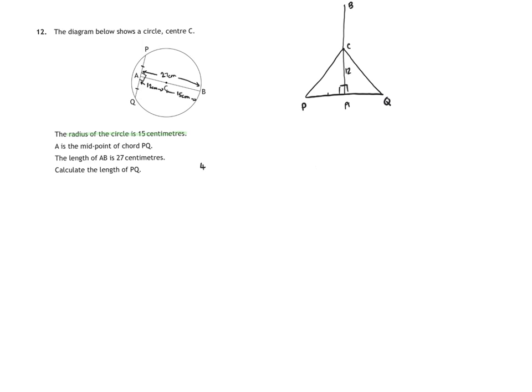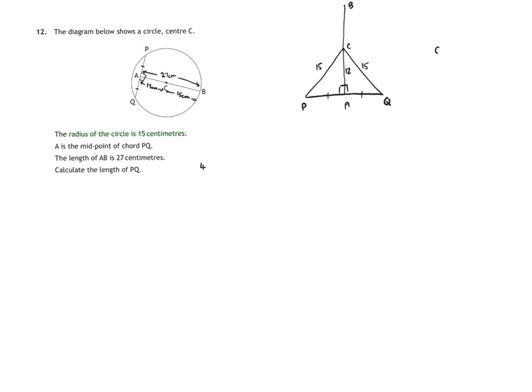These are both the same, so we know that it's, in fact, going to be split in two. So if we can find one half of that, we just need to double it. So from C to Q, Q's on the edge of the circle, so that is going to be the radius. So we know that's going to be 15. So then we've now got a triangle where we know two of the sides and we don't know the third, so we can use Pythagoras.